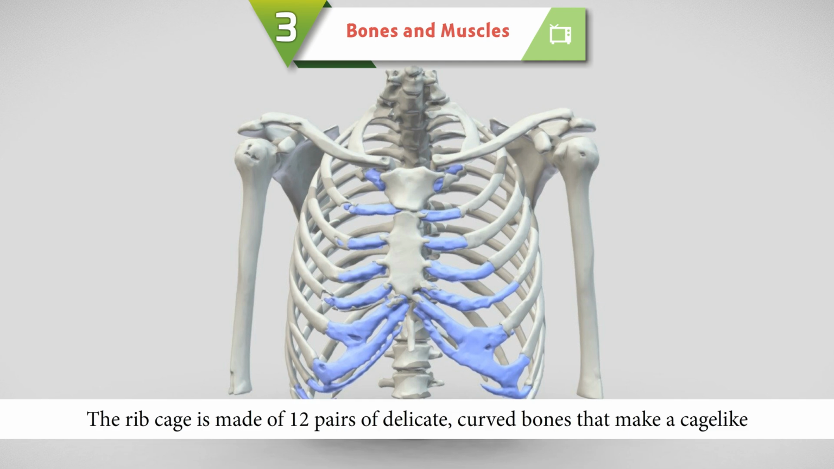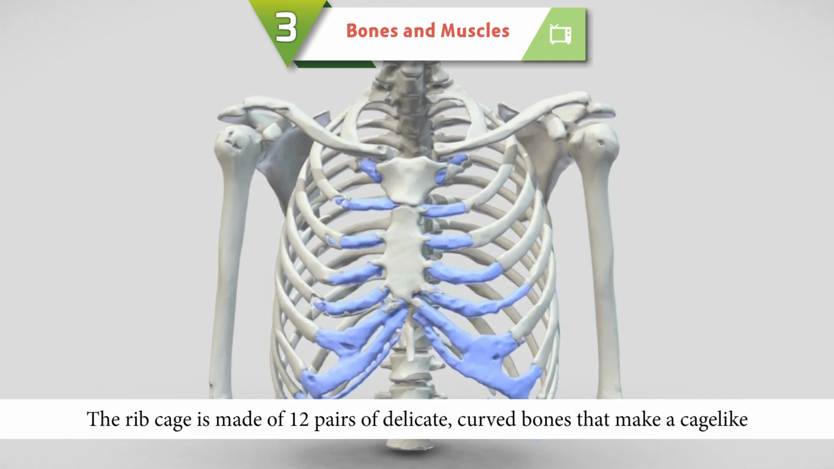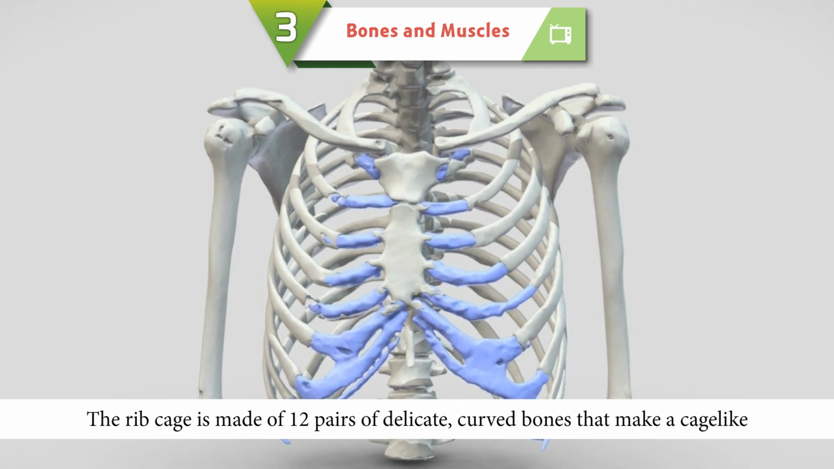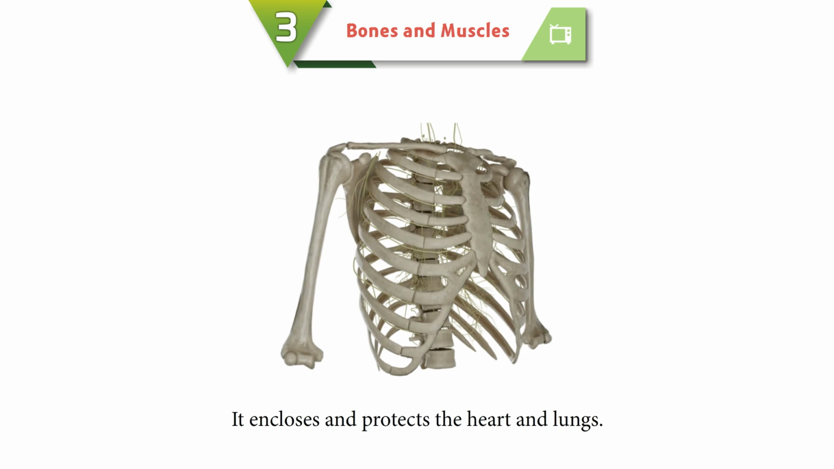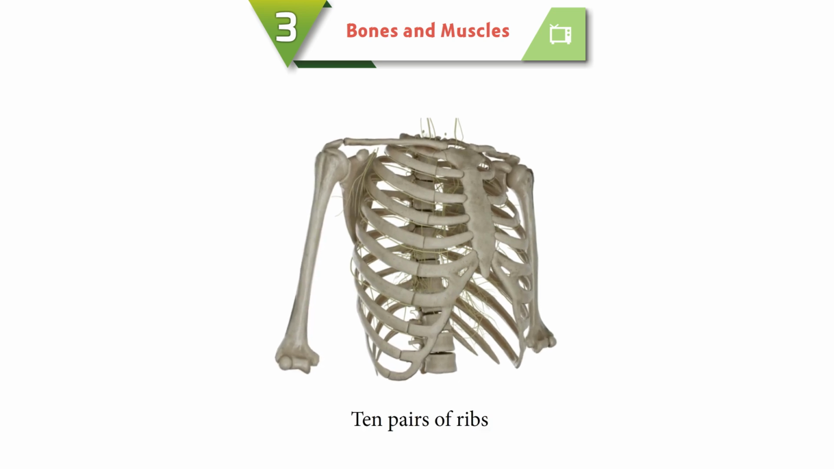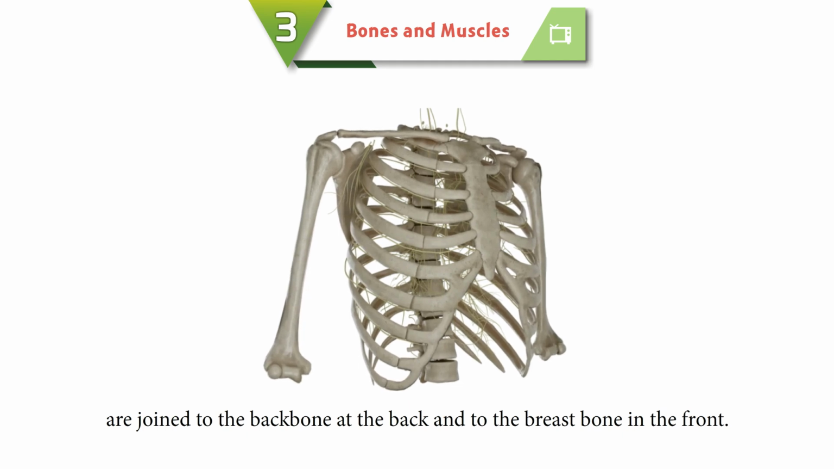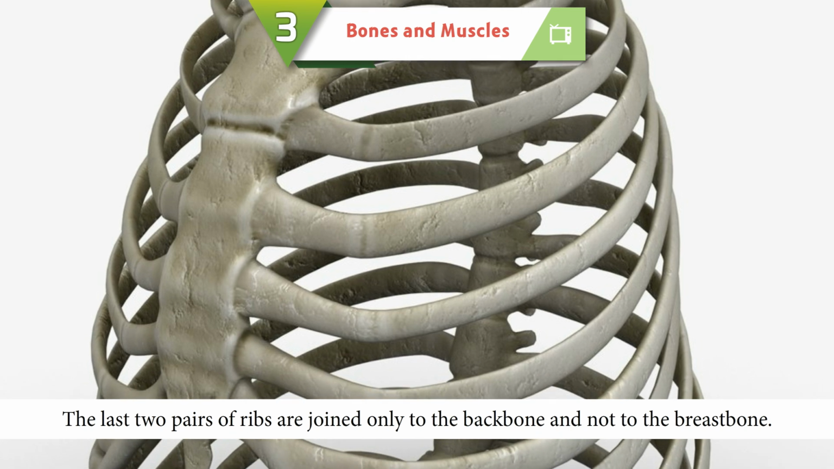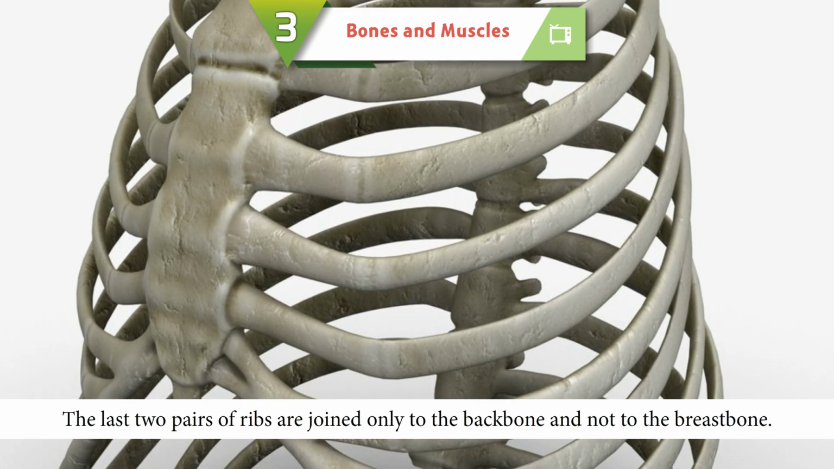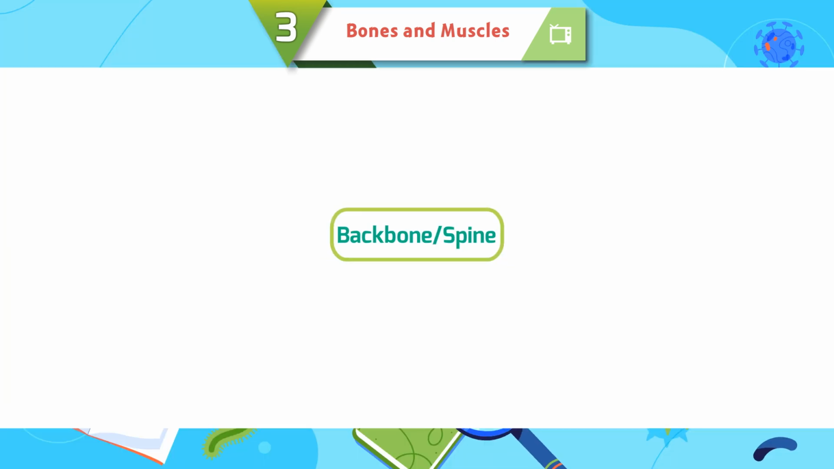Rib cage. The rib cage is made of 12 pairs of delicate curved bones that make a cage-like structure. It encloses and protects the heart and lungs. 10 pairs of ribs are joined to the backbone at the back and to the breastbone in the front. The last 2 pairs of ribs are joined only to the backbone and not to the breastbone. They are called floating ribs.